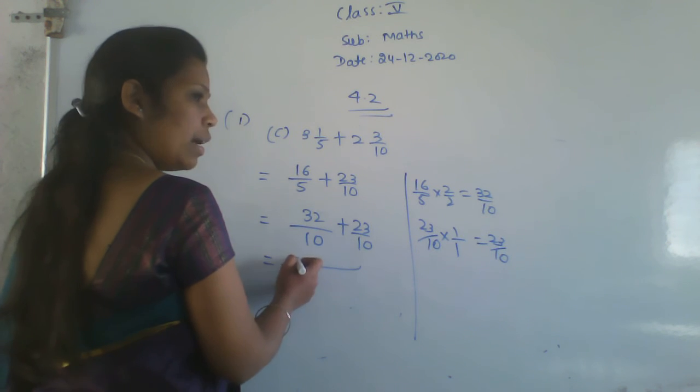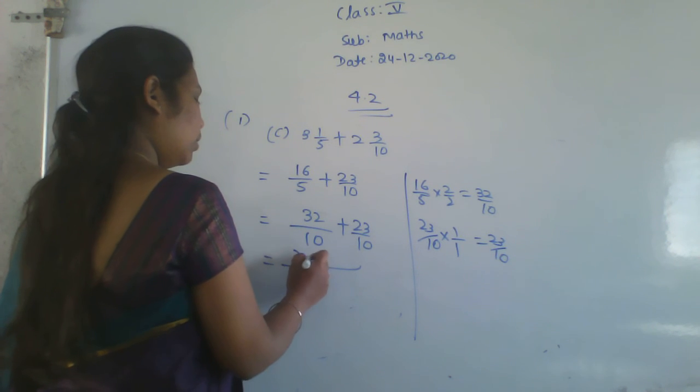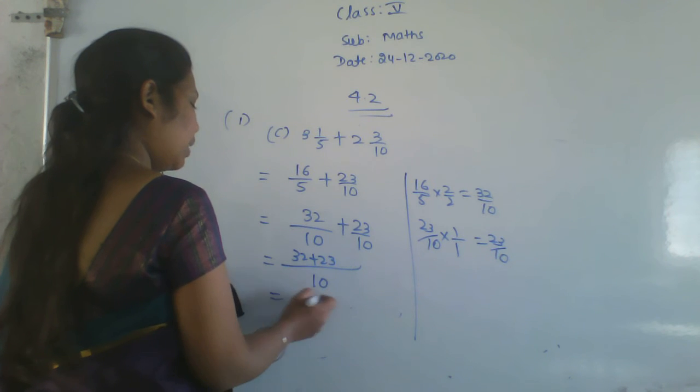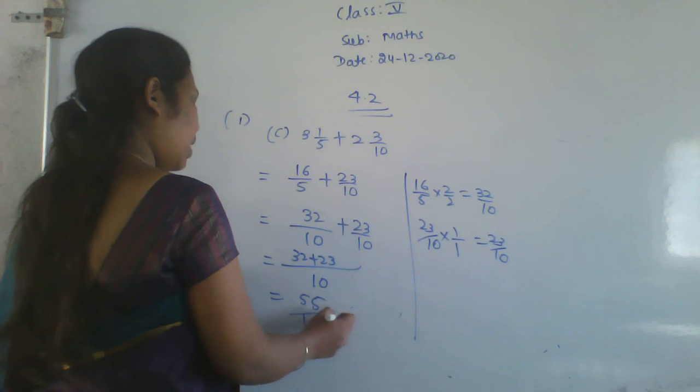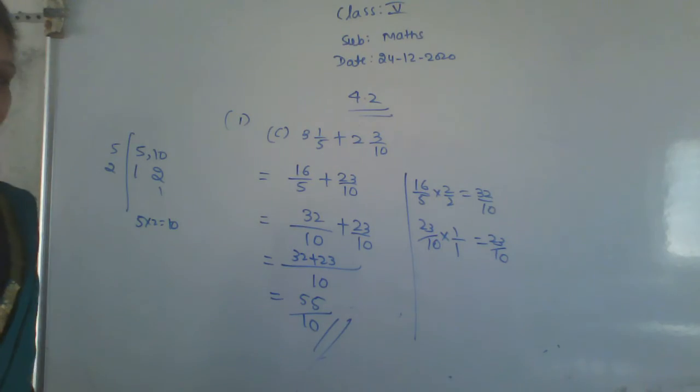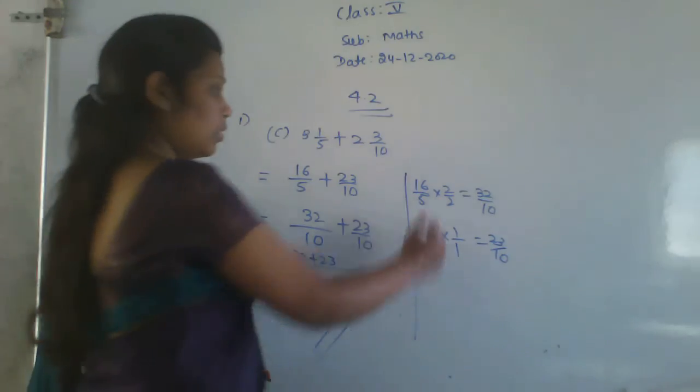So now both denominators are the same, so now add here. 32 plus 23 is 55, and here is 10. 55 by 10 is the answer. This is the rough work.